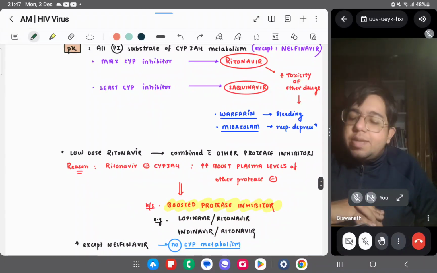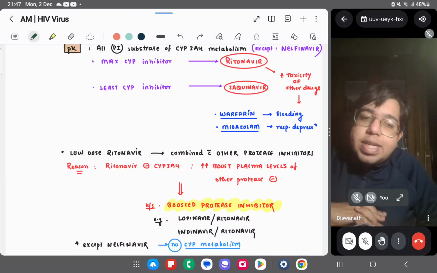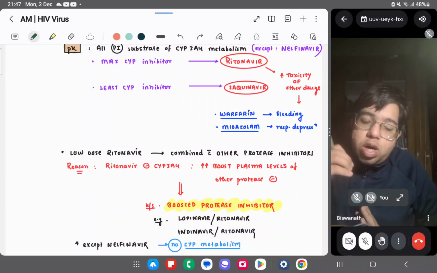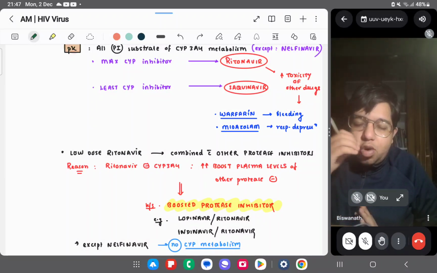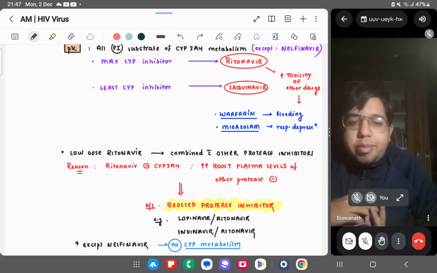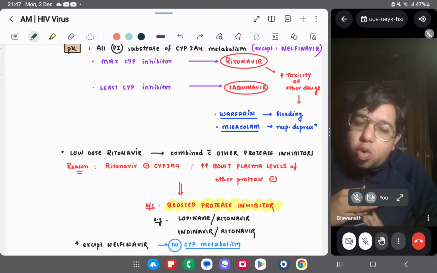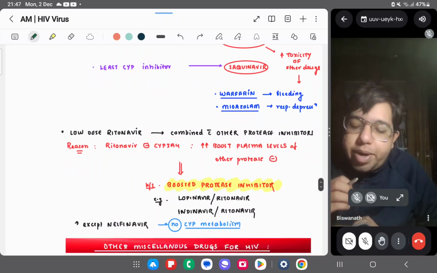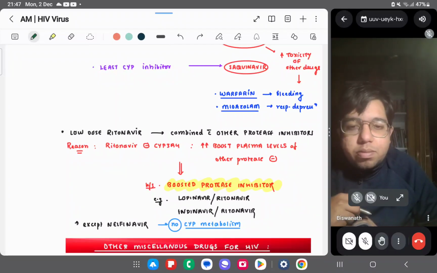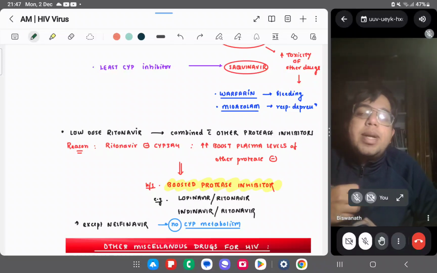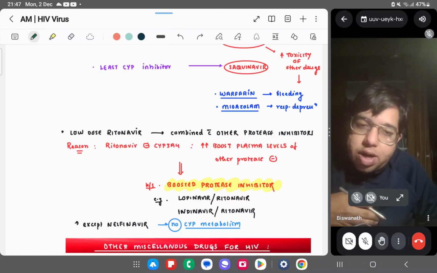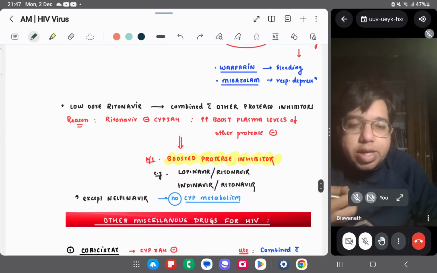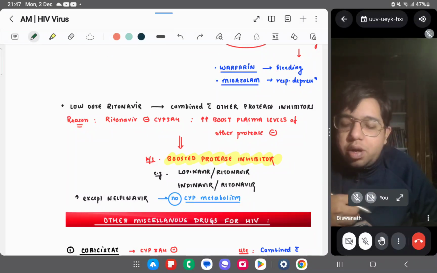We have something called a boosted protease inhibitor. Boosted protease inhibitor means low-dose ritonavir is combined with protease inhibitors. It will inhibit CYP3A4 and boost the plasma levels of other protease inhibitors. So ritonavir in combination with other protease inhibitors is basically causing a boosted protease inhibitor. It is very good for you.